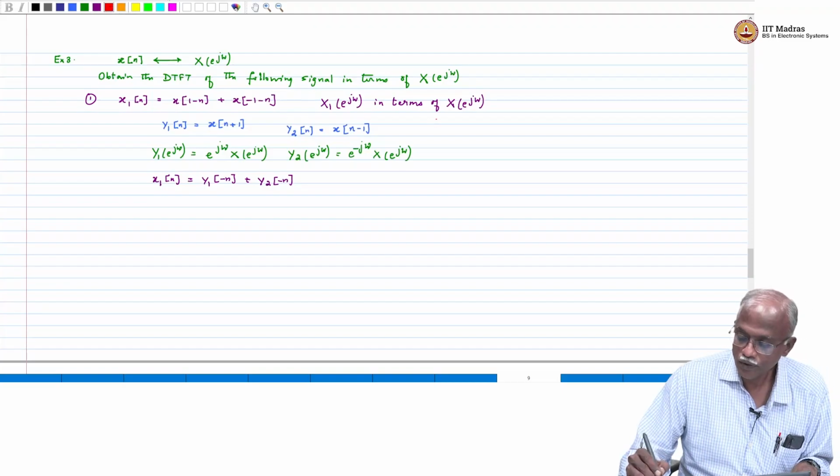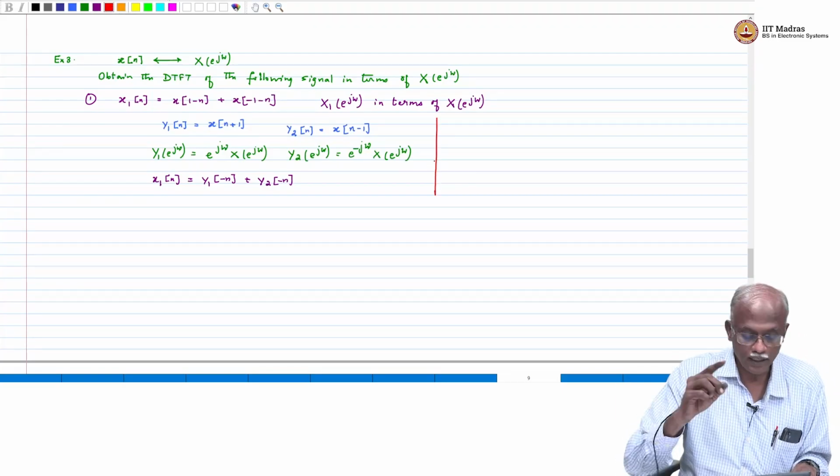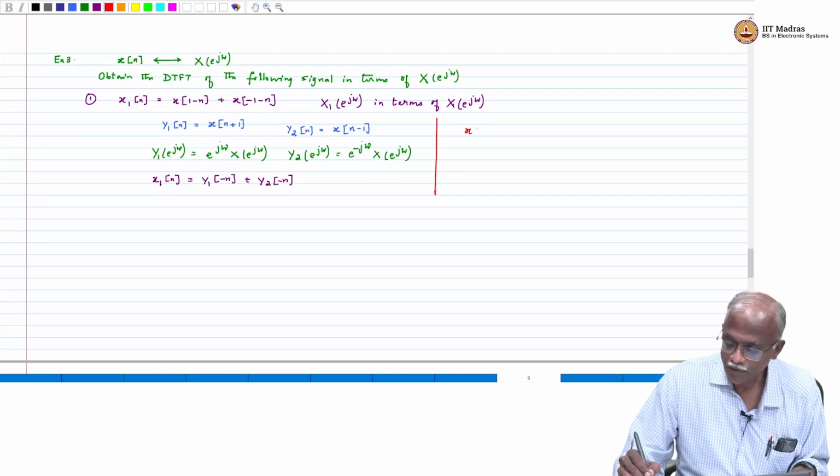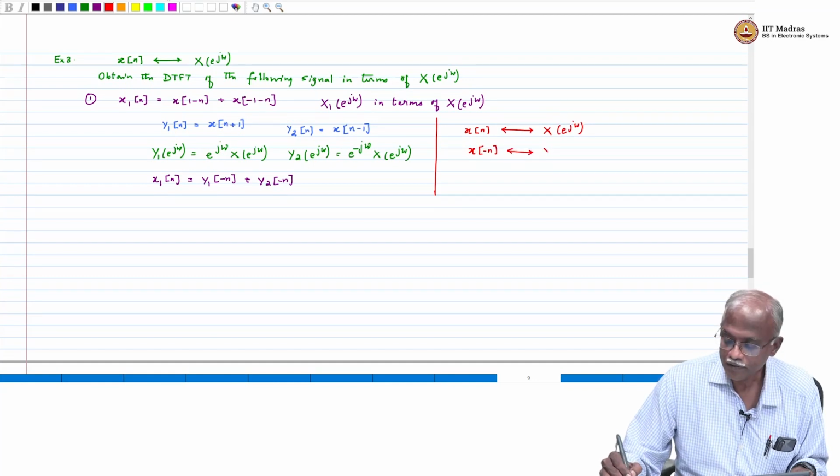And we know from the symmetry properties that if x of n has a DTFT given by x e of j omega, then x of minus n has a DTFT given by x e of minus j omega.